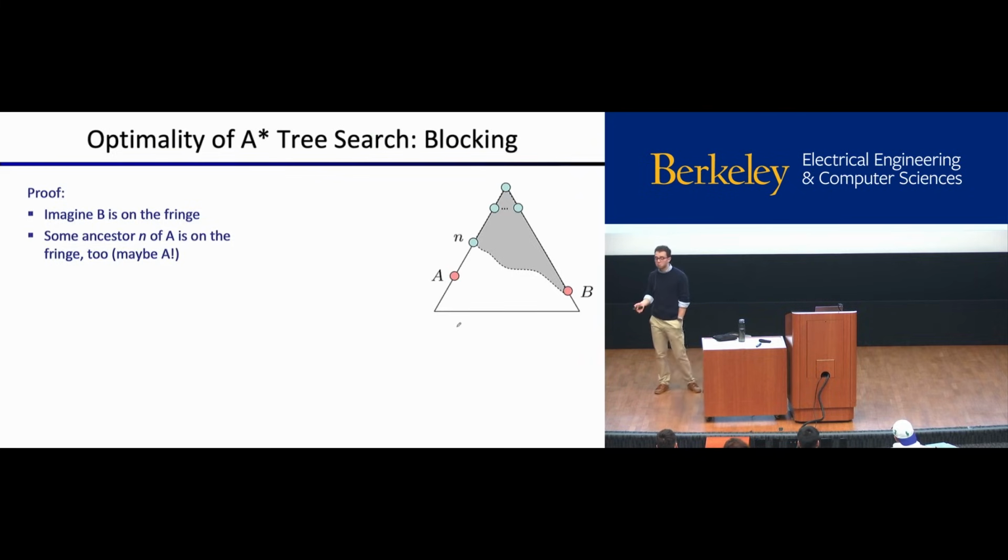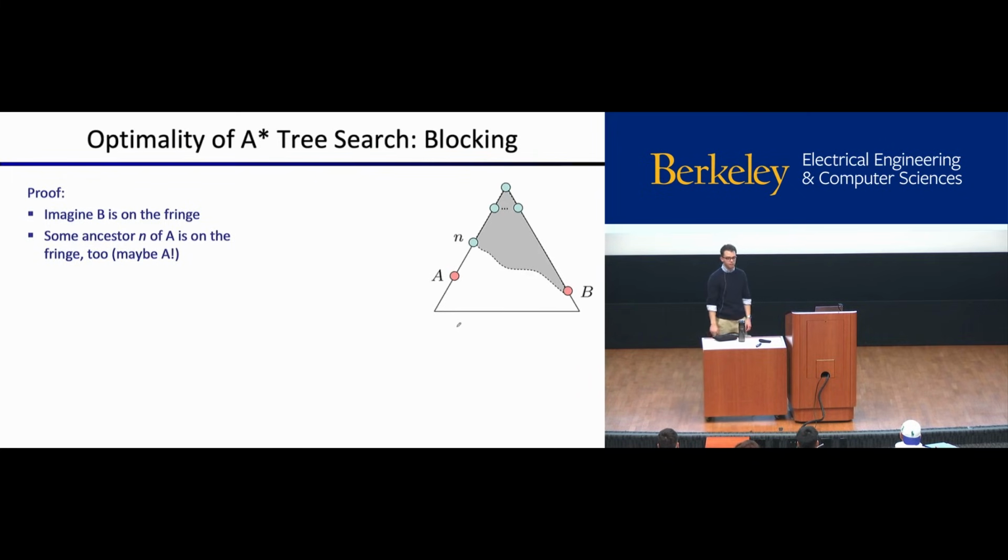It might be A. Maybe it's actually A. It might be the start node, but there's definitely a node in between that is on the optimal path from the start node to the node A, and we're just going to call that node N, and it has to be on the fringe. Why does it have to be on the fringe? Because we haven't expanded everything yet, so there must still be a path to the goal. So we haven't terminated the search yet, so anything that we can still reach is either on the fringe or it has an ancestor on the fringe. So we just think about this node N, okay?